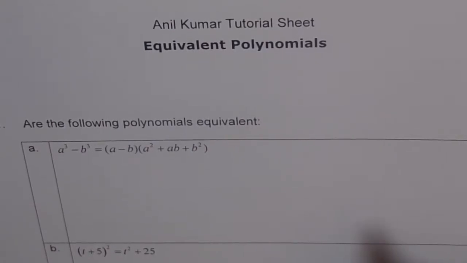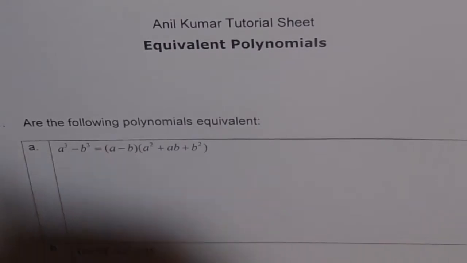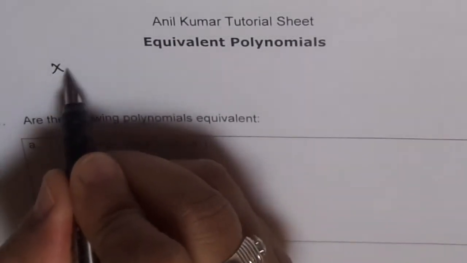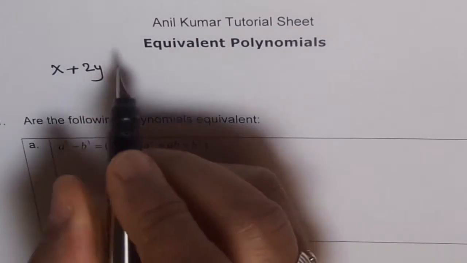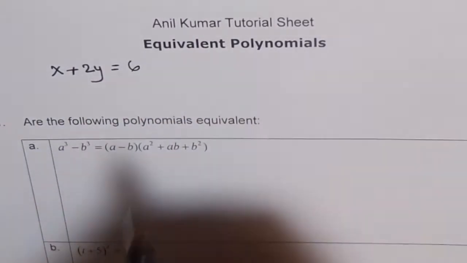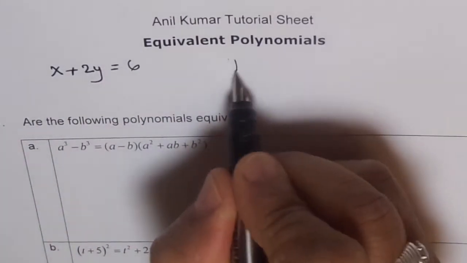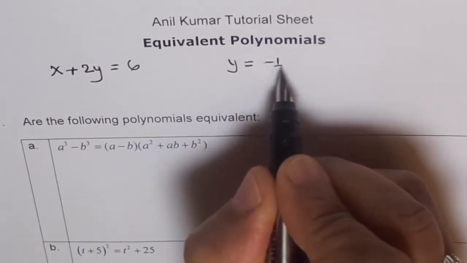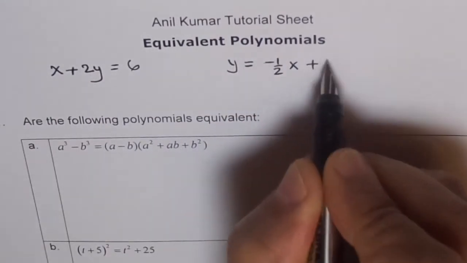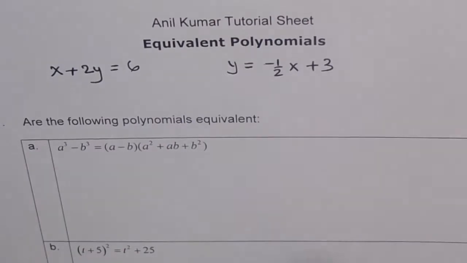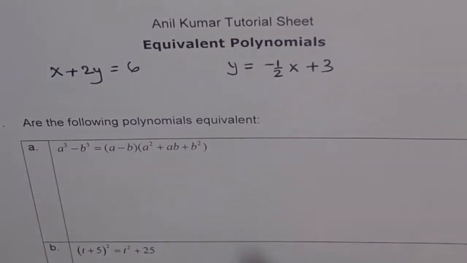Let me give you a concept. Let's say we have an equation of line x plus 2y equals 6, and another line y equals minus half x plus 3. Do these two lines represent the same line? Are they equivalent, or are they equivalent polynomials? This is what we need to see.